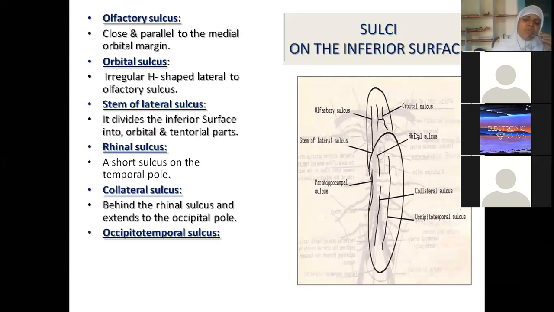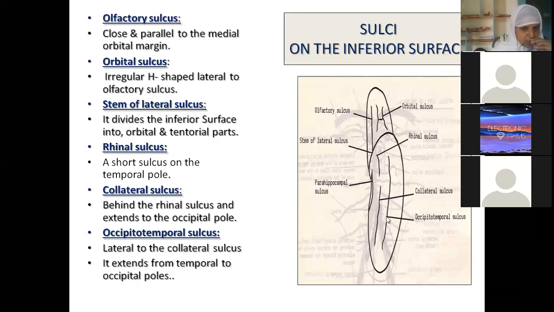You can write in your own words, beta. If you practice this diagram, you can make your own words. The occipitotemporal sulcus is lateral to the collateral sulcus. It extends from the temporal to the occipital poles.